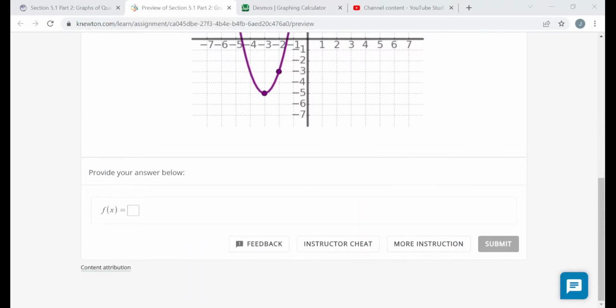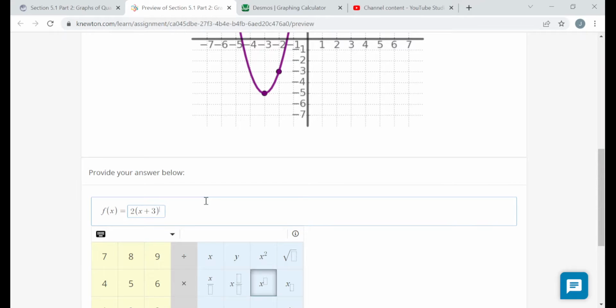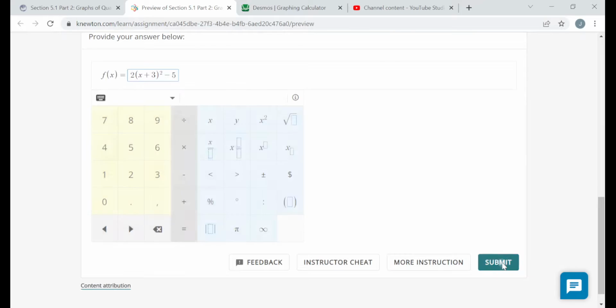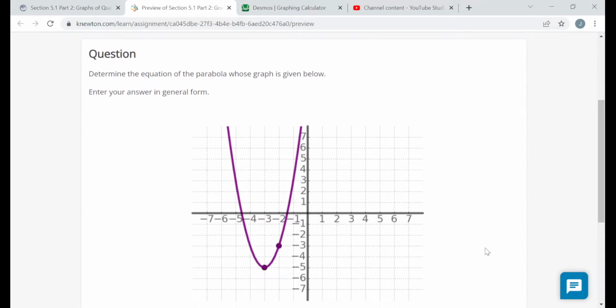And that's what I'll type. Now they have the f of x equals already, so I'm just going to put the other side in. 2 times the quantity x plus 3 squared, and then -5. And that should be good. Now after you submit an answer, what happened?